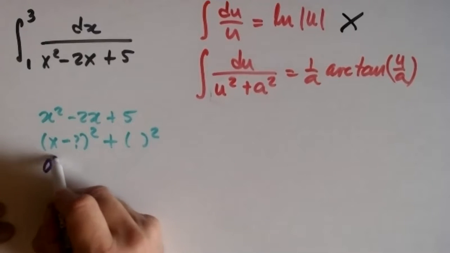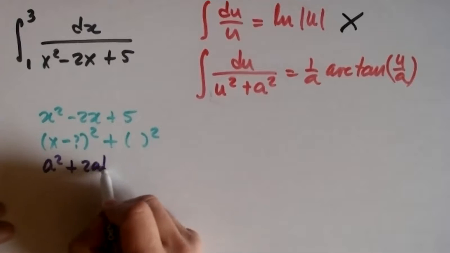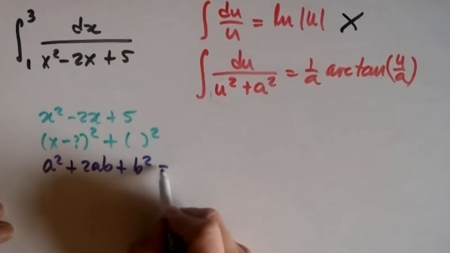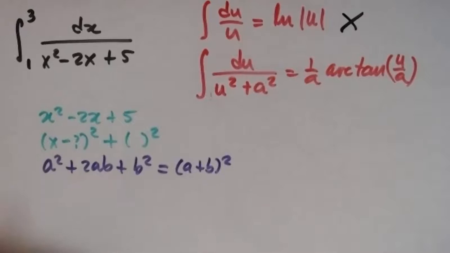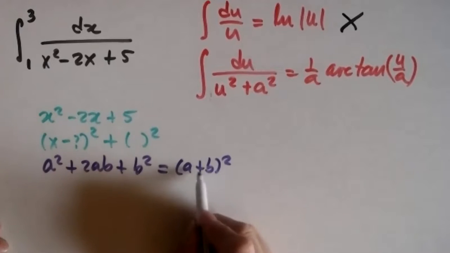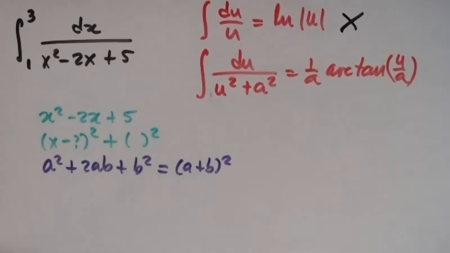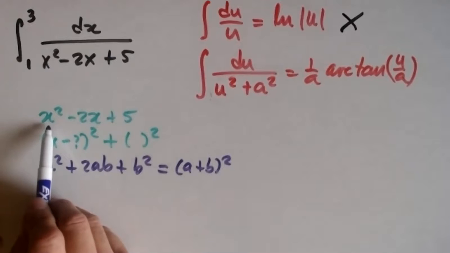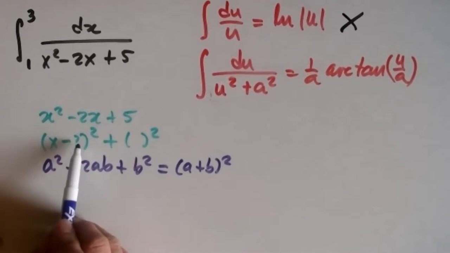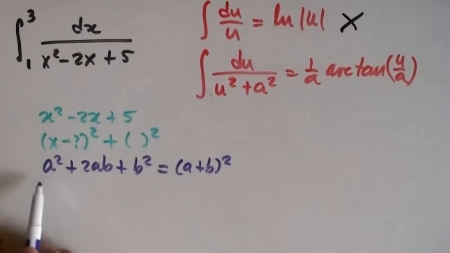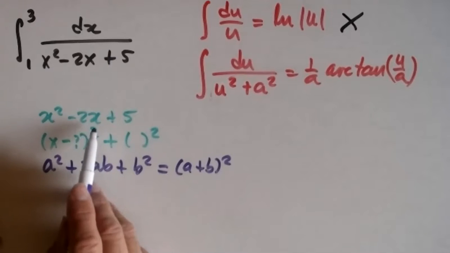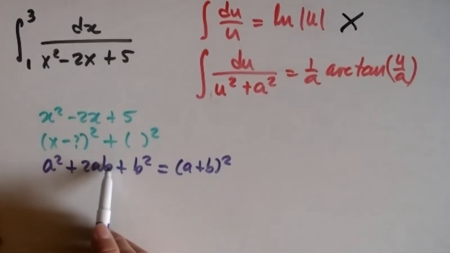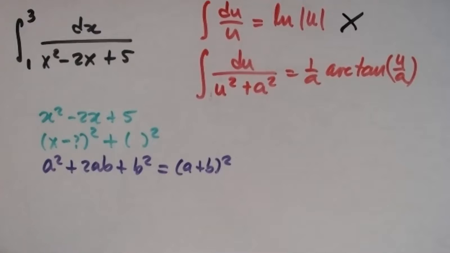Remember, a squared plus 2ab plus b squared equals (a plus b) squared. So the perfect squares or the binomial square. Now you are going to match this one. I want to write this as this one here. So I have to match the x with the a, the 2 with the 2, the x with the a, and then how much has to be the b? Well, let me just write it.